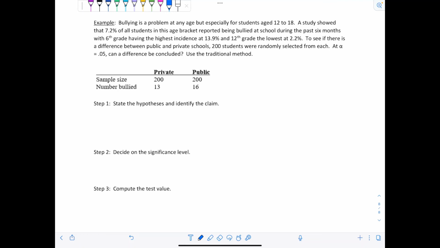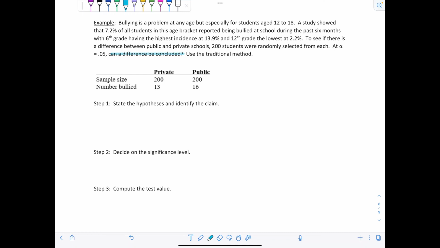To see if there is a difference between public and private schools, 200 students were randomly selected from each. At alpha equals 0.05, can a difference be concluded? Oh, I meant to highlight. Can a difference be concluded? Okay. So we want to see if there's a difference between public and private schools.